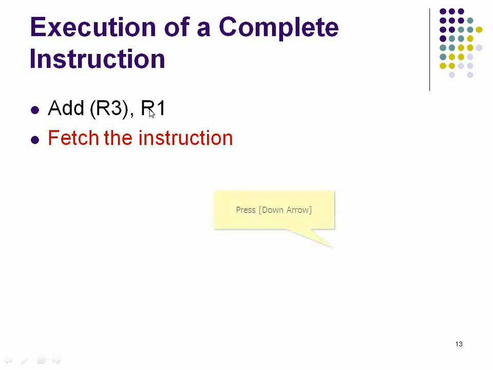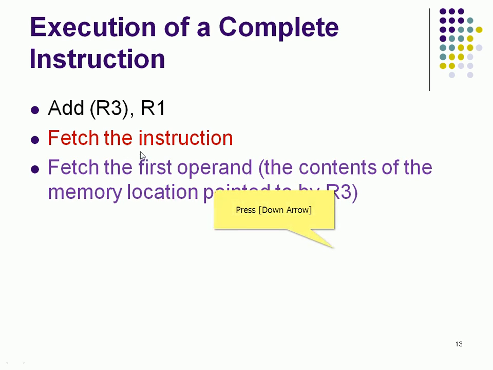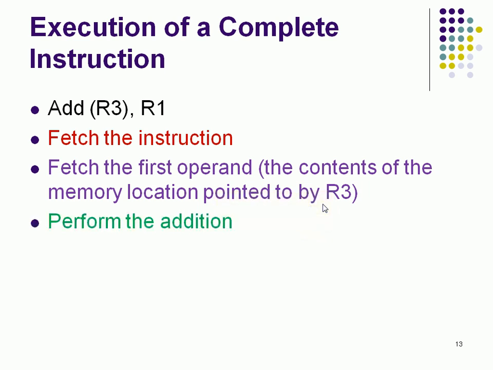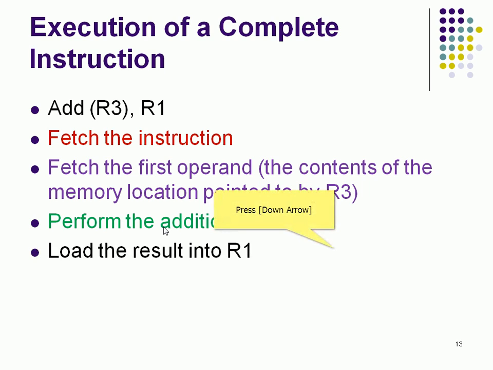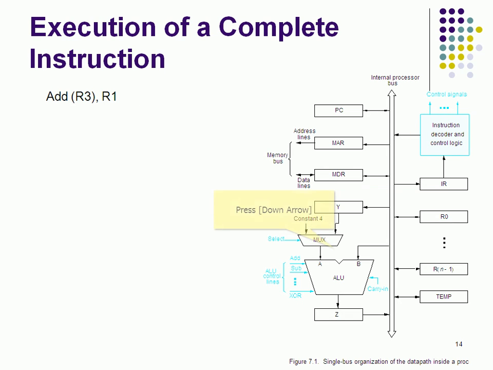Let me begin how it will happen. Fetch the instruction. By fetching the instruction, we are able to understand the semantics of that instruction. Then fetch the first operand, the contents of the memory location pointed to by R3. Then perform the addition operation. Once we bring the content of R3, load that result into R1. After performing the addition, the result is going to be stored in register R1. That is going to be performed. Let me see how it will happen.